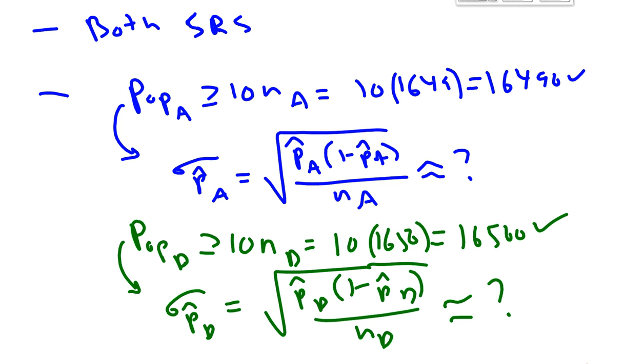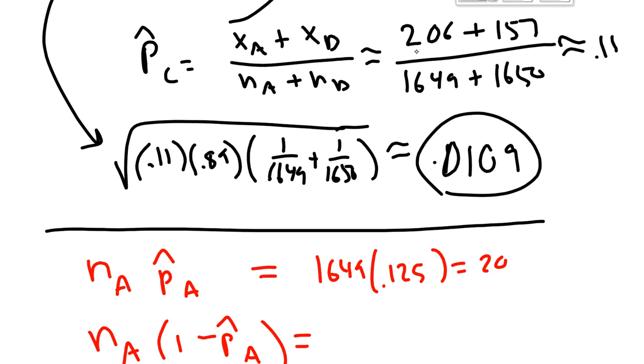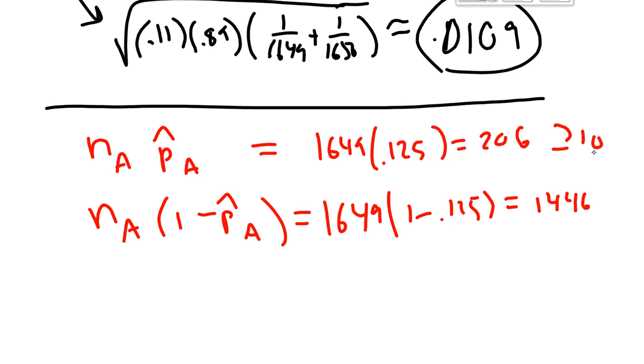Okay, so if we go back here and we plug this in, we get 206, and guess what? That's the 206 number. Doesn't surprise you. And then this is going to be 1649 times 1 minus 0.125. In that case, what you end up getting is the other people, other than the 206 that are in this group. So you get 1446. Well, sure enough, those are both greater than or equal to 10. So we can check those off.